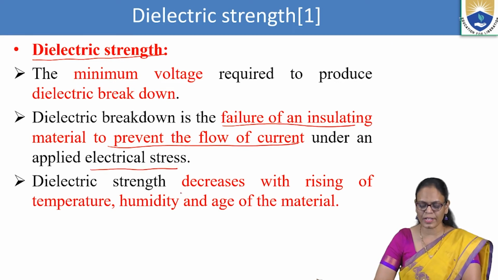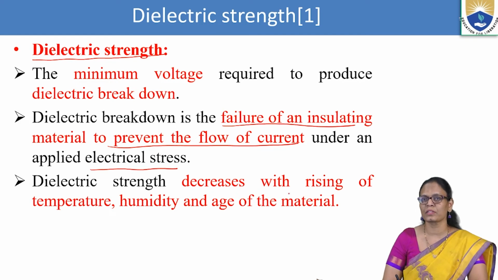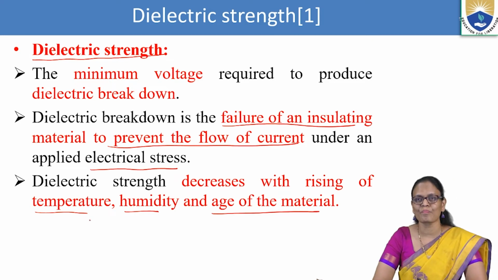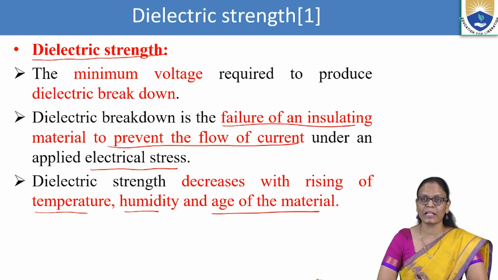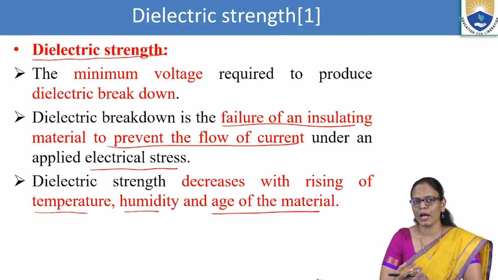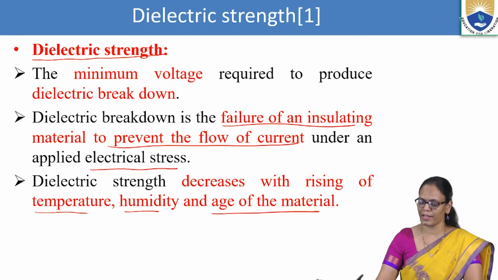So, dielectric strength decreases with increase in temperature, humidity and age. As the temperature increases, dielectric strength decreases. And as the humidity increases, and also with the age of the material, meaning as the material becomes old, the dielectric strength decreases.